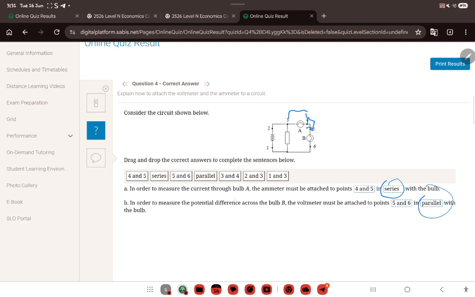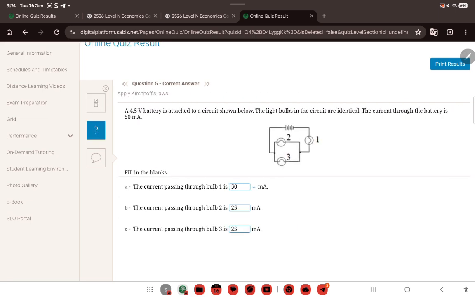In order to measure the potential difference across bulb B, the voltmeter must be attached to points 5 and 6. Because if it's between 5 and 6, it includes the bulb and it can be attached in parallel to it.